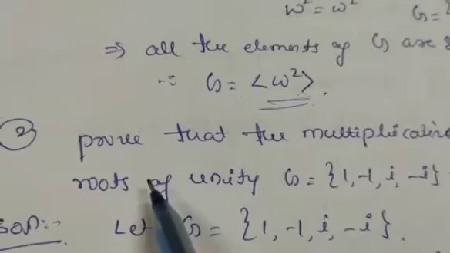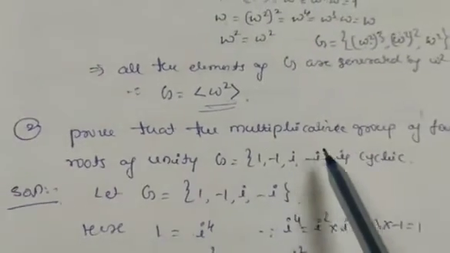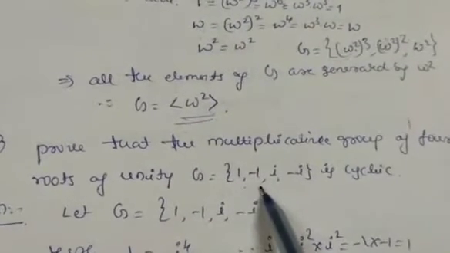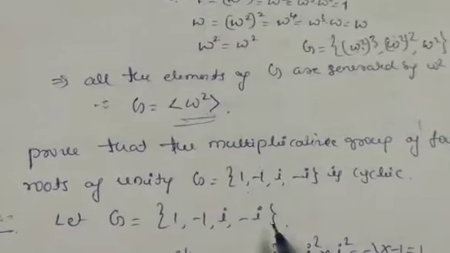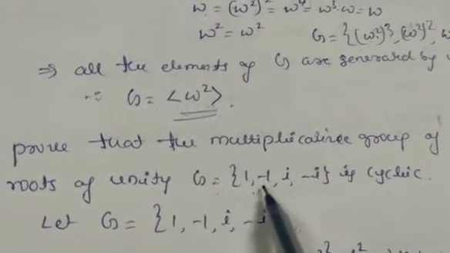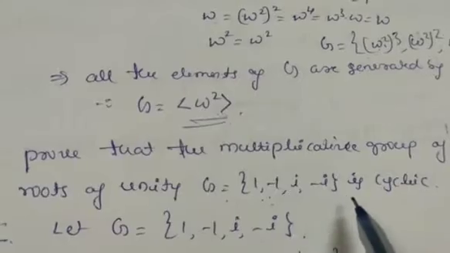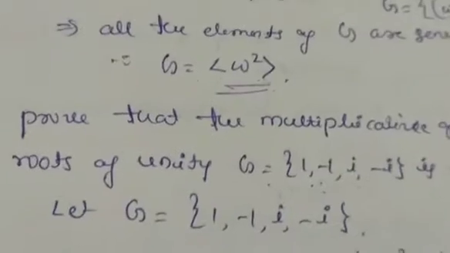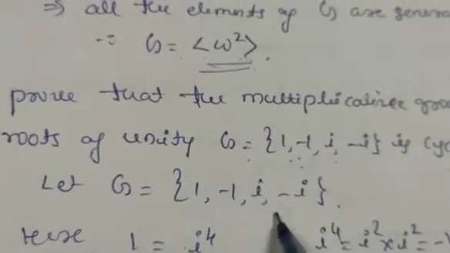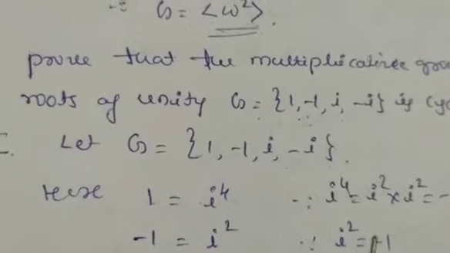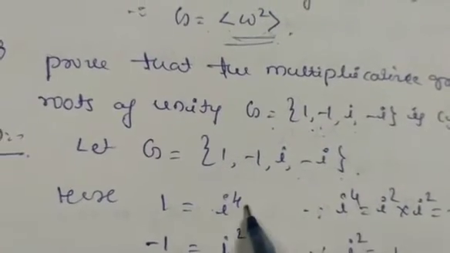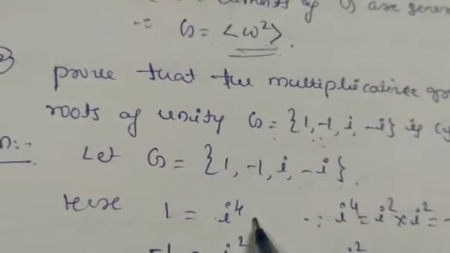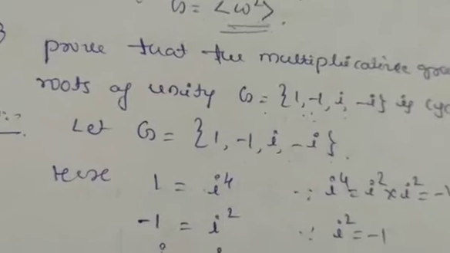Let us take one more example. Prove that the multiplicative group of fourth roots of unity, G equals {1, minus 1, i, minus i}, is cyclic. Again you have to prove that G is generated by some element, that is, a generator of this group. So we have to express all these in terms of only one element. If 1, minus 1, i, minus i can be expressed in terms of only one element, then we can say it is the generator of this group.